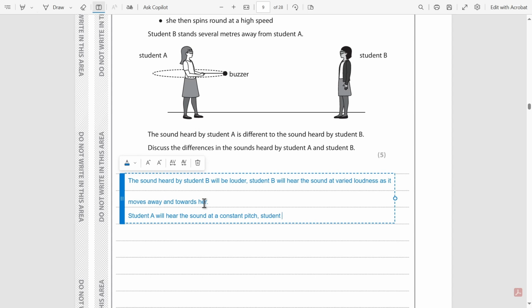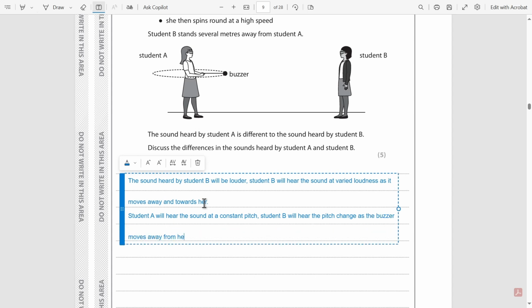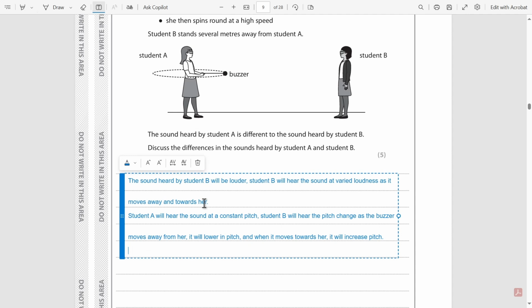Student B will hear the pitch change as the buzzer moves away from her. It will lower in pitch when moving away, right? Yeah. And when it moves towards her, it will increase in pitch. Okay, what's next?